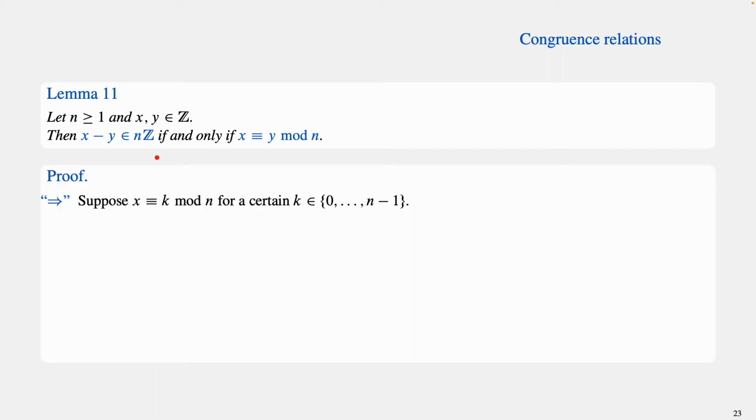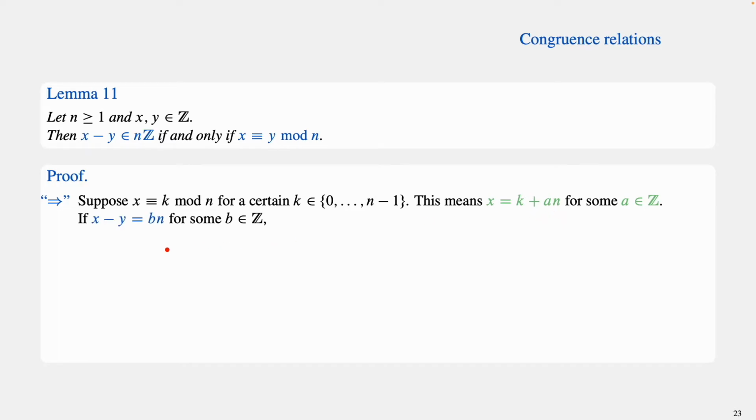First, we assume that the left-hand side is true, and then we prove that the right-hand side holds, and in the next step we assume that the right-hand side is true, and we will show that the left-hand side follows. Okay, but first we do this direction, so now we assume x minus y is a multiple of n. And suppose that x has remainder k on division by n, so x is congruent to k modulo n for a certain number k between 0 and n minus 1. This means we can write x in the following form. x is k plus an, so k plus some multiple of n.